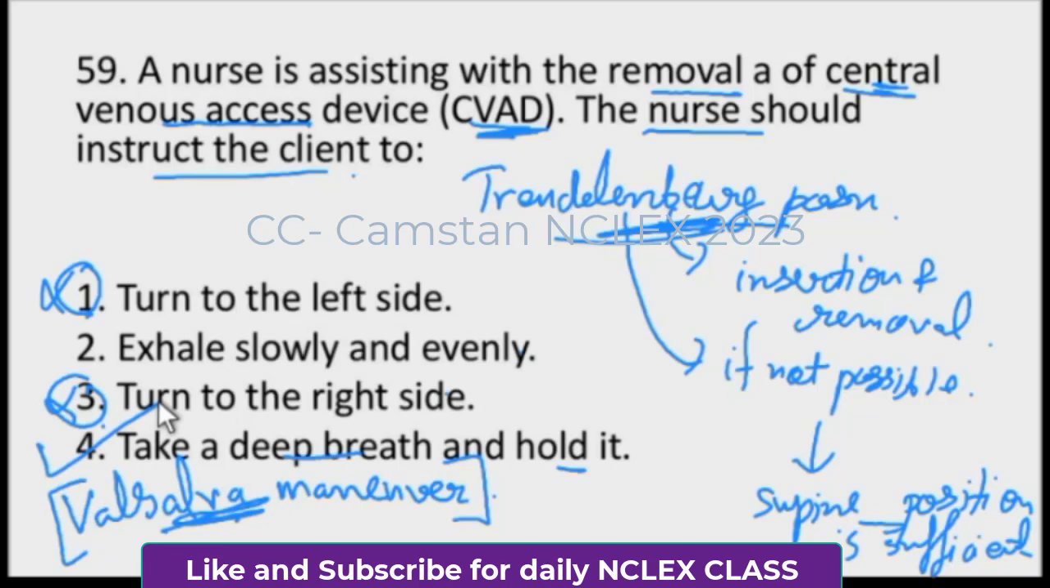So fourth option is the correct one. That is, we have to instruct our client to perform Valsalva maneuver, that is taking a deep breath and holding it, so that it leads to increase in the central venous pressure during the procedure, which will further prevent air embolism. So fourth option is the correct one. Second is exhale slowly and evenly. No, this is also incorrect. It has no relevance.